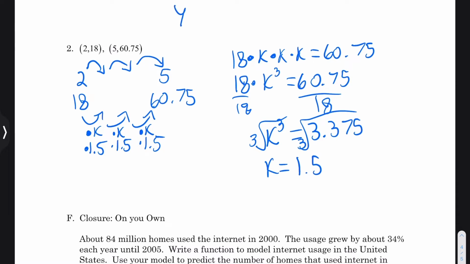So in the formula, y equals a times b to the power of x, this part that's repeating, the 1.5, is the number that gets raised to a power. Y equals a times 1.5 to the power of x. And then the next step is to solve for a. To solve for a, you can take either one of these points, and since 2, 18 is a nice and pretty point, I'll use that one.